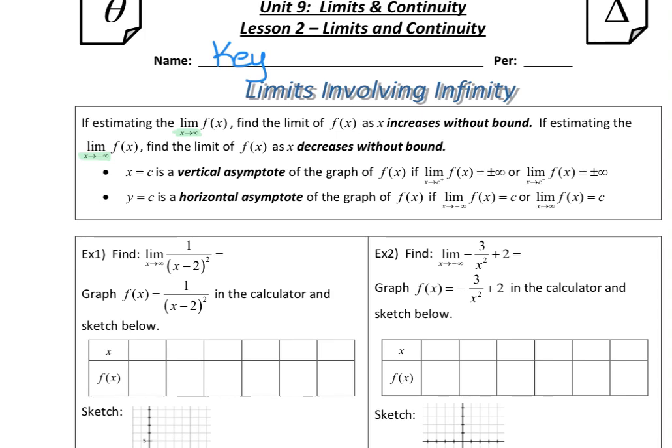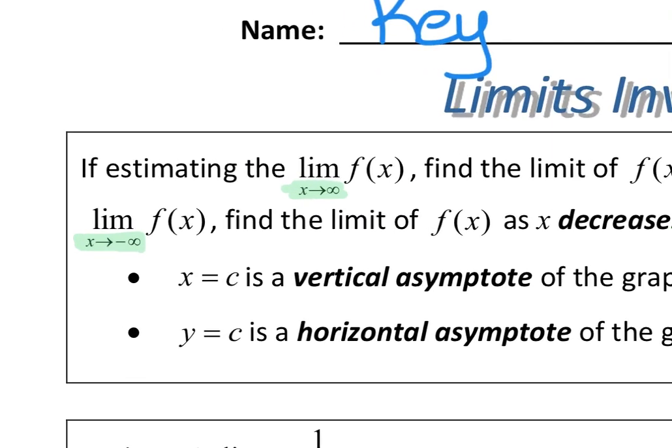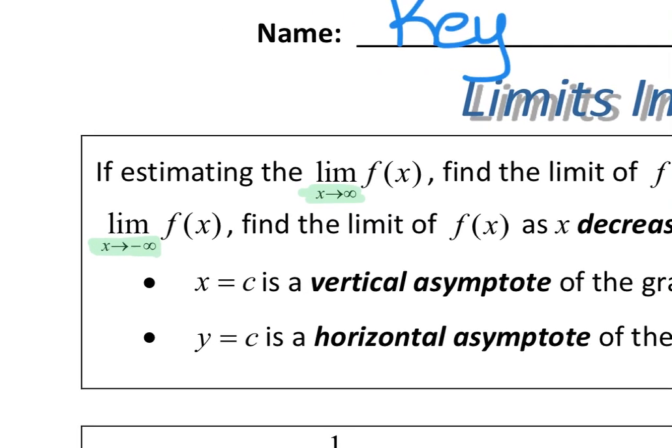So if the question is the limit as x goes to infinity or x goes to negative infinity, and your answer is a number, which we'll look at an example of in a minute, then that indicates that you have a horizontal asymptote. And that's what this means right here: y equals c is a horizontal asymptote, if you get a number for your limit value.